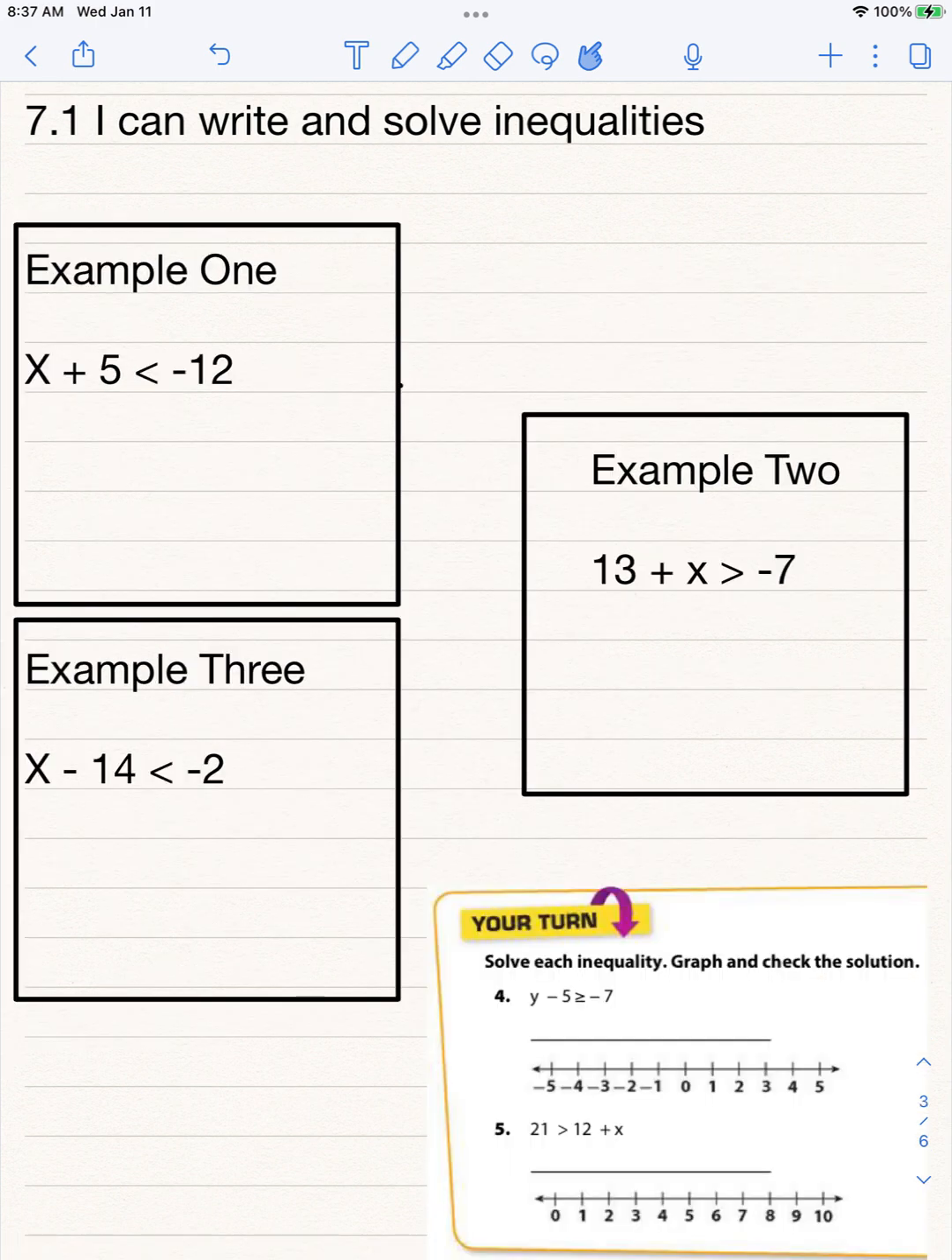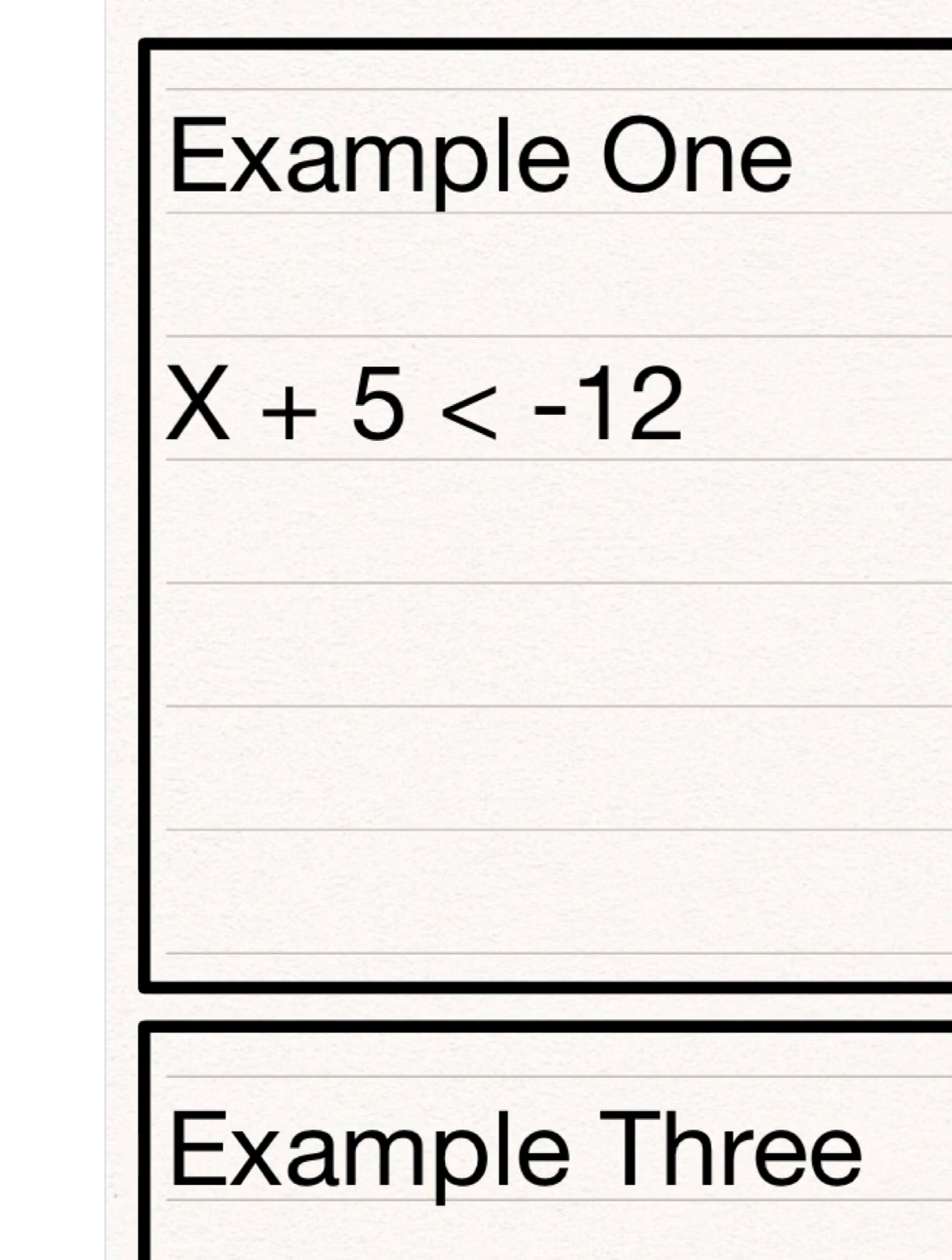All right, let's see some examples. In example 1, we have x plus 5 is less than -12. Now when we did equations, we learned to undo addition, we subtract. So we would subtract 5, and then we get x is less than -17. Now x can't be equal to -17 because it's not equal to.